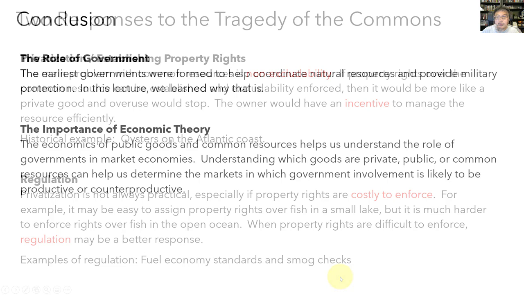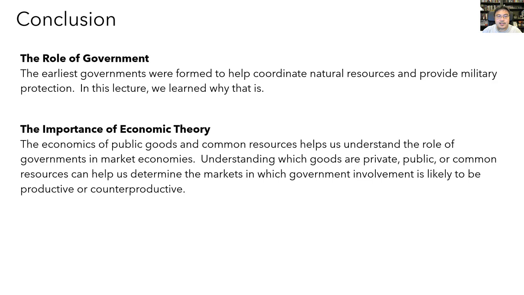We started the chapter with a story about the earliest human governments, and we saw that the earliest governments were formed to help coordinate natural resources and to provide military protection. And so in this lecture, we learned why that is. Government was required for military protection because the military is a public good, which free markets will fail to provide efficiently due to the free rider problem. And government was required for coordinating natural resources because in a free market, they would have been overutilized due to the tragedy of the commons.